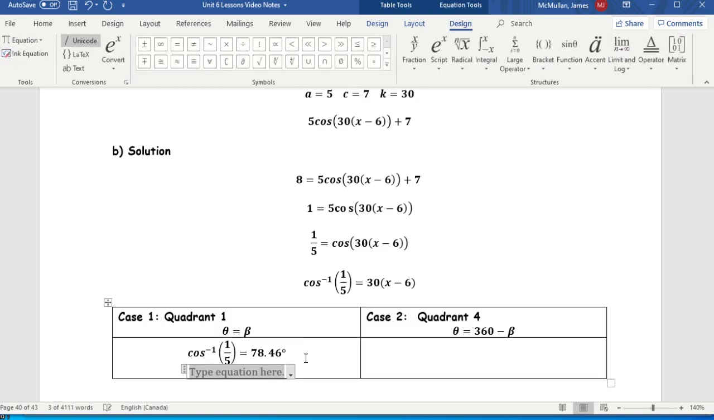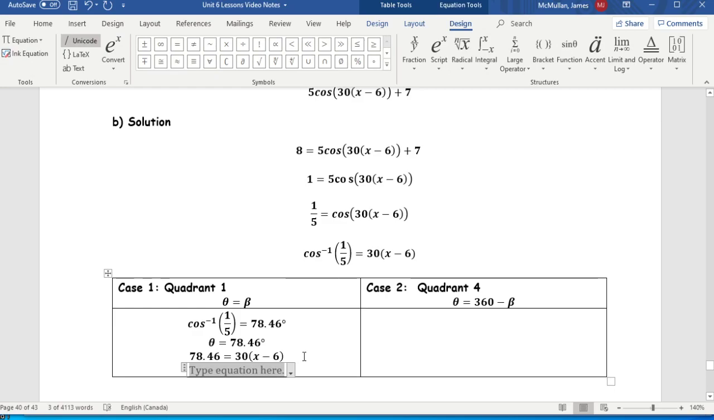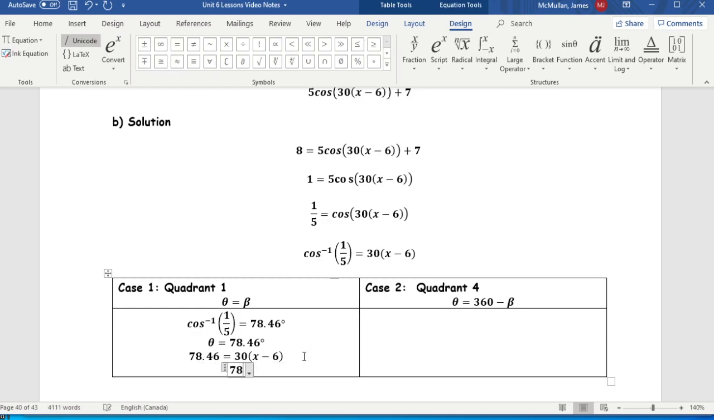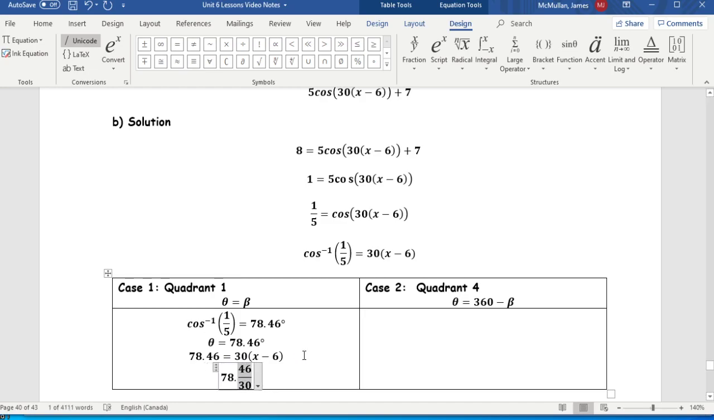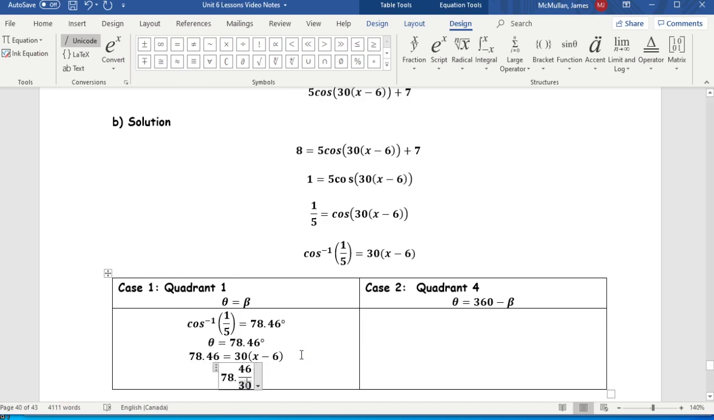Now in quadrant 1, we can just say theta equals 78.46 degrees, and we can keep doing the question. So 78.46 equals 30(x minus 6), and then we divide by 30. So 78.46 divided by 30.